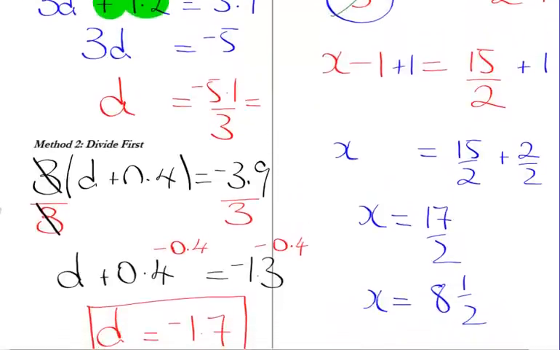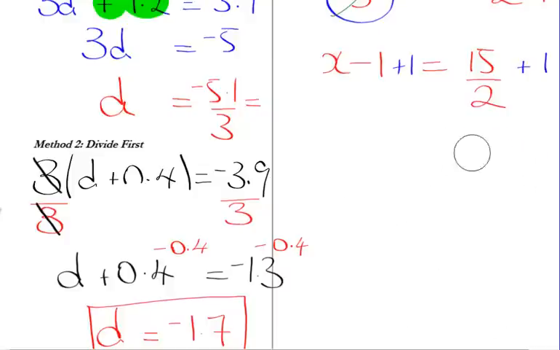Now, instead of doing it that way, if I erase that and go back to this up here, we could have done this, couldn't we? We could have done 15 divided by 2, 7.5, if you wanted to do it in a decimal type way, plus 1, and that's just equal to 8.5. Now, that's perfectly permissible as well.